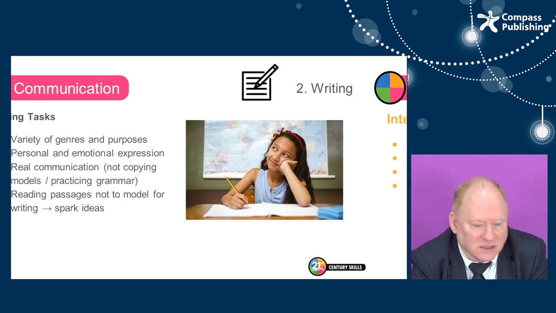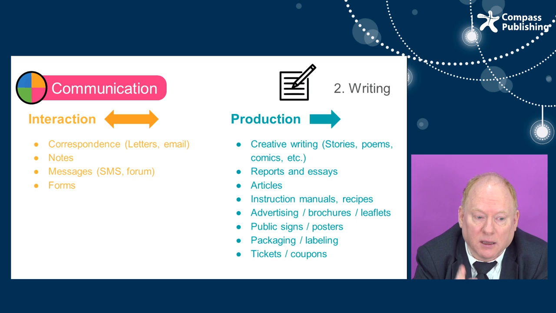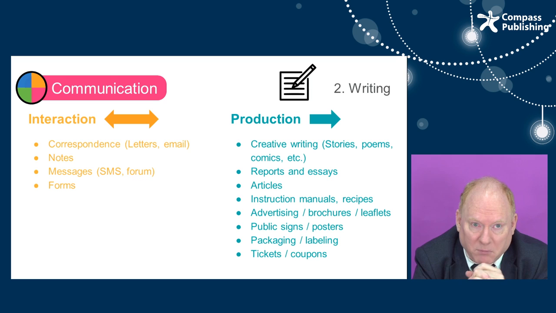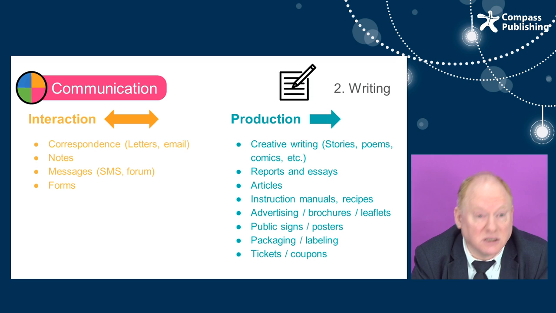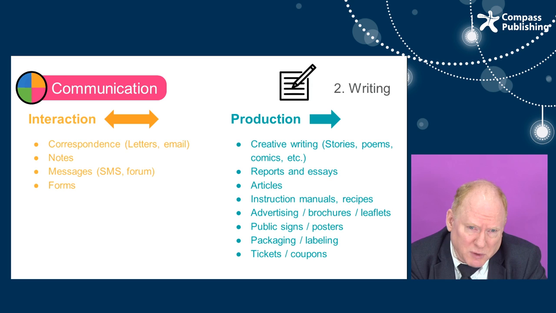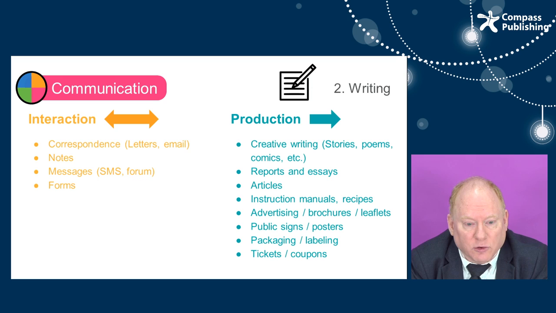So again, same thing as with speaking, interaction and production. Remember these two. Interactive models of writing are notes passed back and forth, forms. Okay, I see you had a job here that involved a lot of cooking pizza. Yes, sir, I did. Okay, those are some aspects, but production is what we normally think of with writing. But notice that there's two different kinds. So creative writing, articles, instruction manuals, recipes, tickets. Again, the writing can be very short, very small.